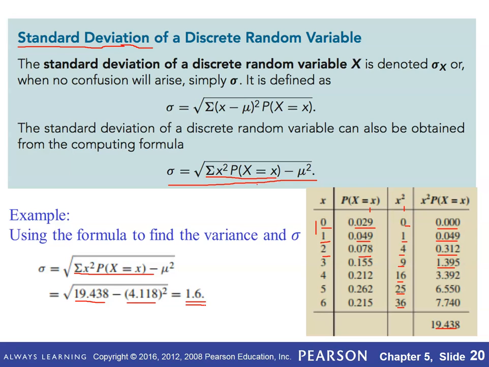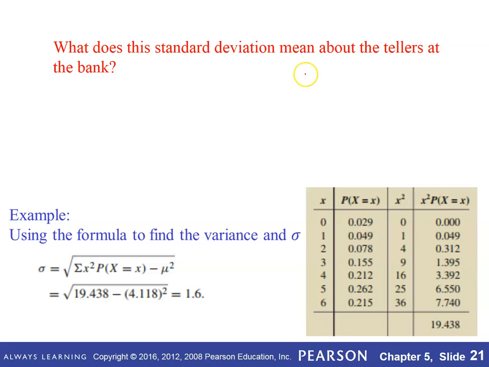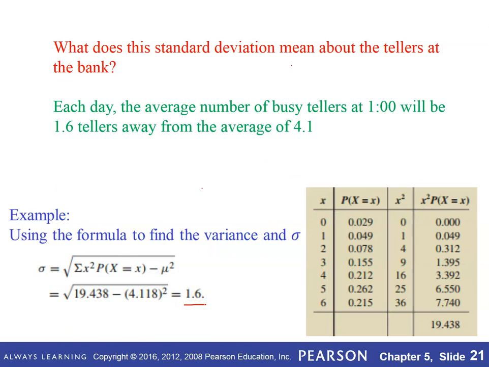In class, hopefully we'll take some time to do this using an Excel document, so that we can see the process here, and we'll also do it by hand. But man, is it so much easier with an Excel document. But what that means is this. The standard deviation, what does that tell us? What does the 1.6 tell us about the different tellers at the bank? Well, it's going to tell us that each day, the number of busy tellers at 1 o'clock will be about 1.6 tellers away from the average of 4.1 tellers, or 4.118, depending on how we round.